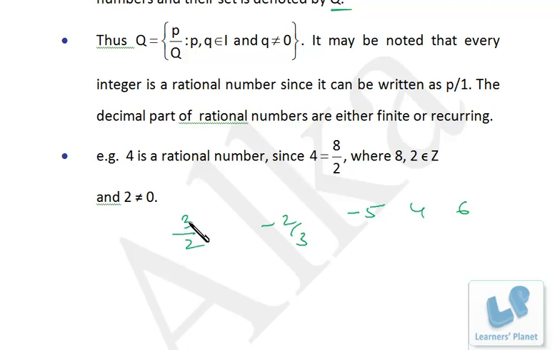Why? Because here 3 is an integer, 2 is an integer. Here minus 2 is an integer, 3 is an integer. Here minus 5 is an integer and 1 is an integer.